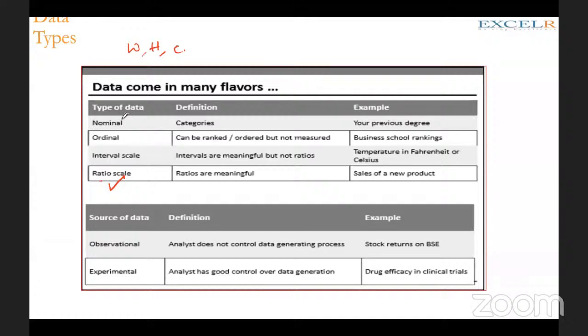You cannot apply all the statistics and calculations on nominal data, because this is basically a name. You cannot apply mean on this data. Can you compute mean for the names, right? Can you compute mean for the degrees? We cannot compute, right? So there are certain limitations. You cannot apply all the statistics on this data, but you can apply all the statistics on this ratio scale, right?